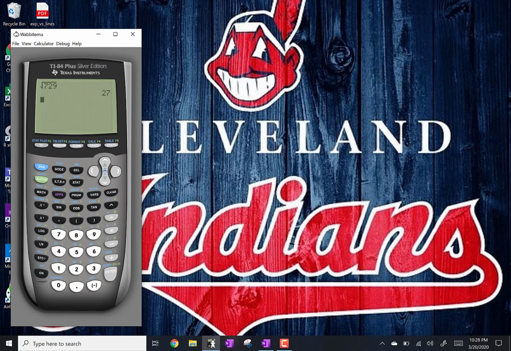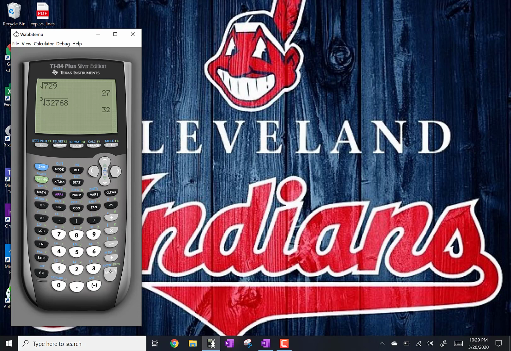The next one that we want to do is a cube root. For a cube root, you can hit math, and you see the number 4 where it has a cube root symbol. You can do that. So the cube root, we want to take it of 32,768. Hit enter, and you get 32.